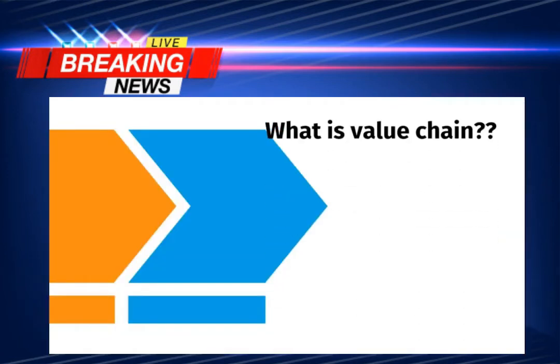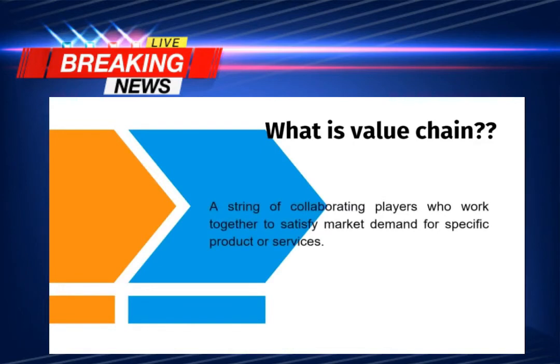What is a value chain? A value chain is a string of collaborating players who work together to satisfy market demand for a specific product or service. The intent of a value chain is to increase the value of a product or service. The value chain integrates a variety of supply chain activities through the product or service life cycle, such as determination of customer needs, production, distribution, marketing, and after-sales service.